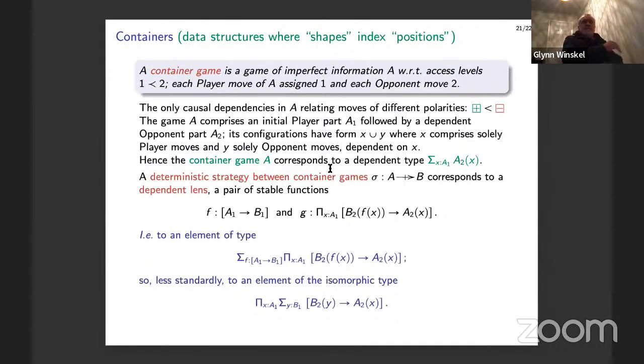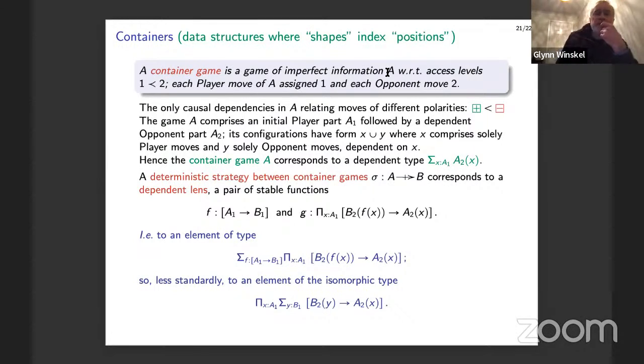We've looked at games which are just parallel compositions of purely player or purely opponent games. What we do now is just keep the imperfect information that we had from Dialectica games. We say one is below two, so you can see from room 2 into room 1, but not the other way around. But we don't make any assumption about the nature of A. It's not just simply a parallel composition of a player game with an opponent game.